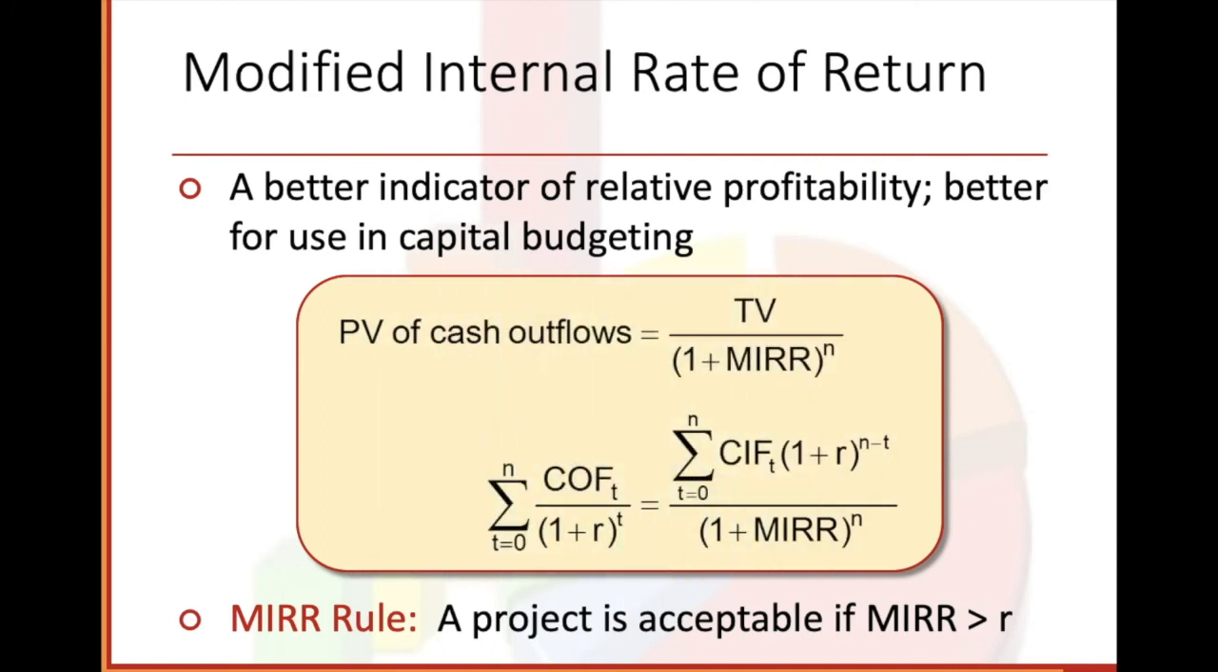Modified internal rate of return, a better indicator of relative profitability, better for use in capital budgeting. Present value of cash flows, terminal value, divided by 1 plus the modified internal rate of return to the nth power. So here's our summation formula again, coefficient of t, and our interest rate, our growth rate. Then we're going to take this and divide by our MIRR. This formula we've seen before, so we should know how to calculate that. MIRR rule: a project is acceptable if MIRR is greater than our rate of return.